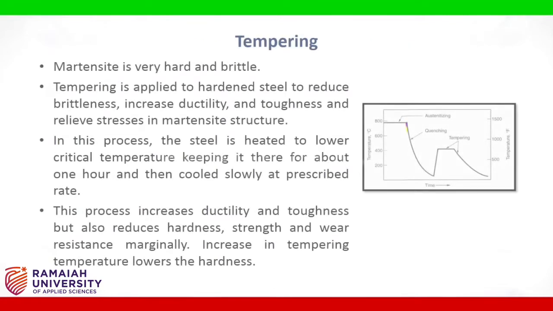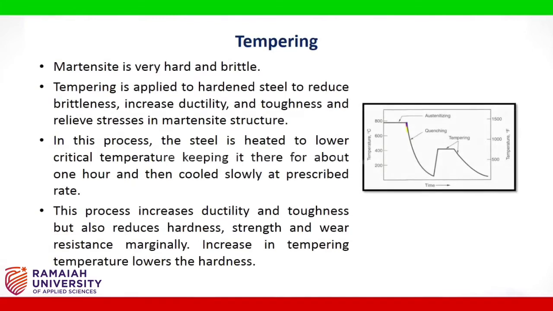Tempering. Martensite is very hard and brittle. Tempering is applied to hardened steel to reduce brittleness, increase ductility and toughness, and relieve stresses in martensite structure. In this process, the steel is heated to lower critical temperature, keeping it there for about 1 hour, and then cooled slowly at prescribed rate. This process increases ductility and toughness but also reduces hardness, strength and wear resistance marginally. Increase in tempering temperature lowers the hardness.